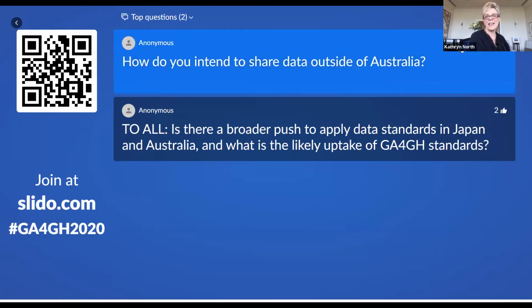A question to both you, Oliver, and Tiffany is, how do you intend to share data outside of Australia? And perhaps it might be a good idea, Oliver, to touch on the pilot project with Genomics England. Sure. From the technical side, this is probably trivial. It's more a case of the policy and legal frameworks. Tiffany, do you want to touch on that one?